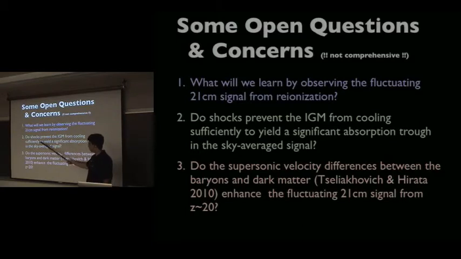Secondly, I'm going to turn to this higher redshift global signal. Do shocks prevent the IGM from cooling sufficiently to yield a significant absorption trough in the sky of the signal? This absorption trough that I've been showing you requires that the IGM cools to order 10 Kelvin. And there has been one numerical study in the past that finds that weak shocks start to heat up the intergalactic medium and prevent it from cooling adiabatically like you would assume in just a homogeneous calculation. And if that happens, that's bad because the signal goes away.